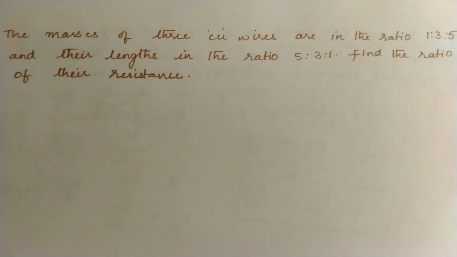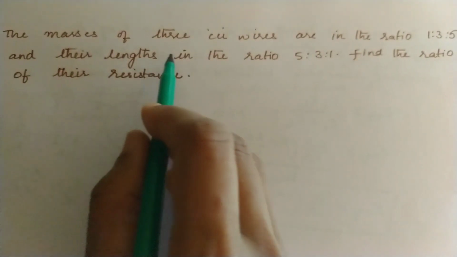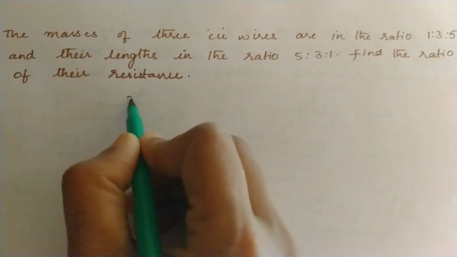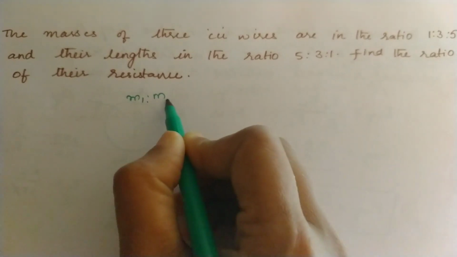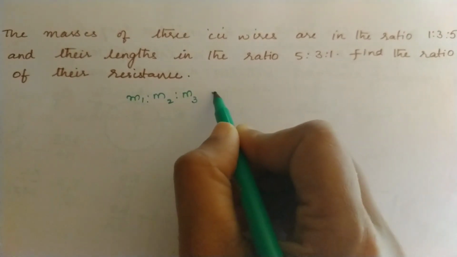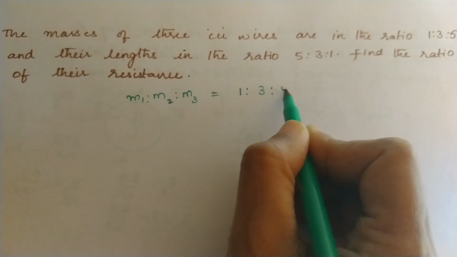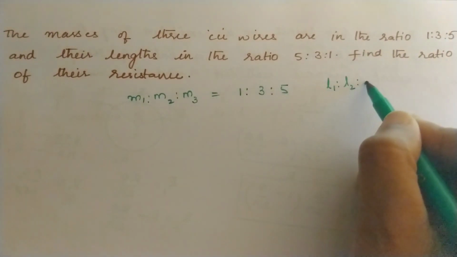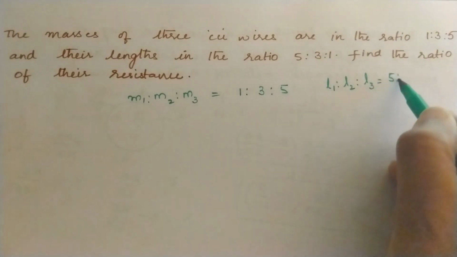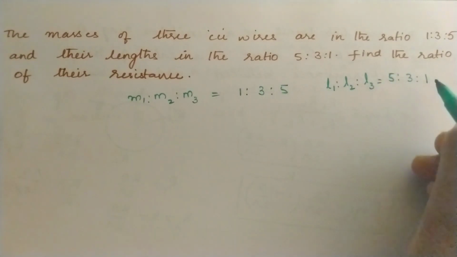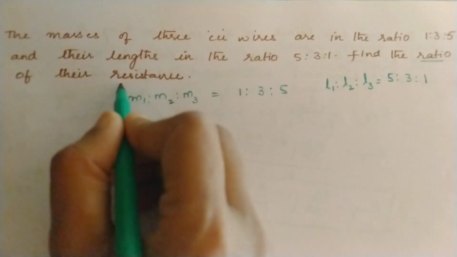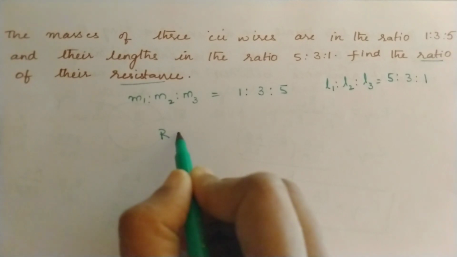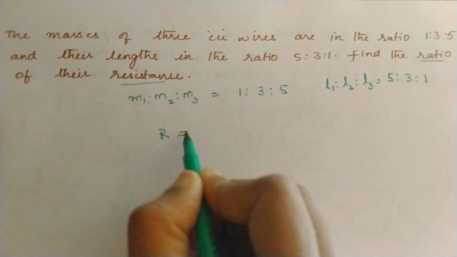Now coming to this question, the masses of 3 copper wires are given as 1:3:5. We are given the ratio of masses, M1 is to M2 is to M3 is 1:3:5, and their lengths are in the ratio L1 is to L2 is to L3 is 5:3:1, and then you need to find out the ratio of their resistance. So before calculating the ratio, first see how resistance is related to mass and length.